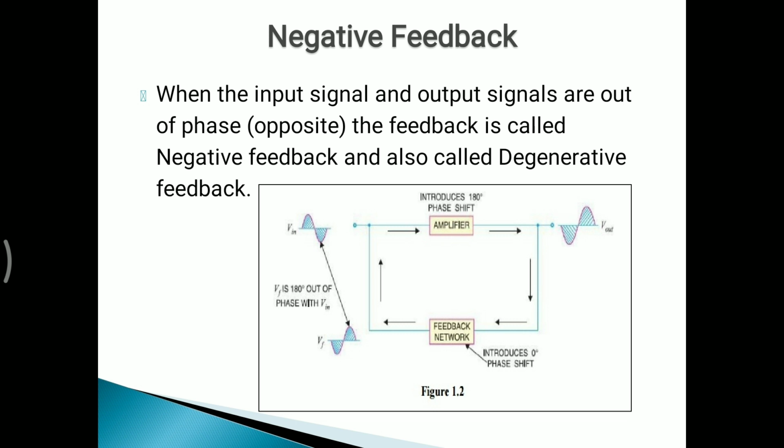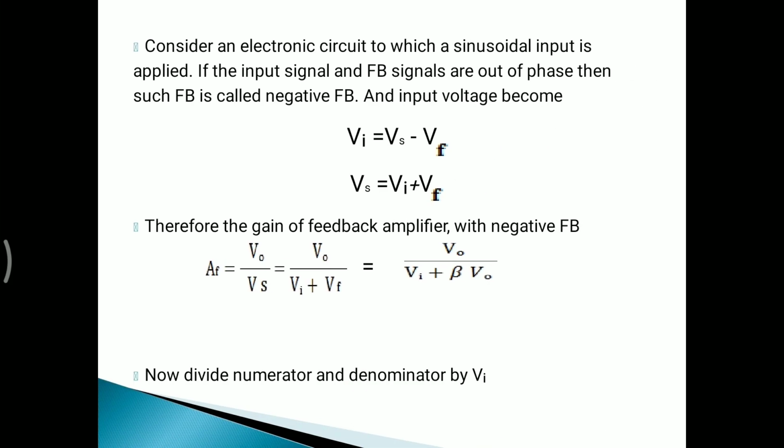Negative feedback is totally opposite of positive feedback. When the input signal and output signal are out of phase, meaning opposite to each other, then the feedback is called negative feedback, also called degenerative feedback. So here the signals are opposite. Let us consider an electronic circuit to which a sinusoidal input is applied. If the input signal and feedback signal are out of phase, how can we find out?